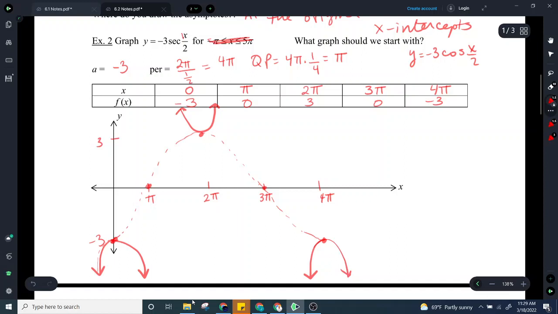It doesn't matter. Now, where are the asymptotes going to go? So the asymptotes are going to occur wherever those original x-intercepts occurred. So we're going to have a vertical asymptote at pi, and then another vertical asymptote at 3 pi. And that's it. So these branches give us the secant graph.